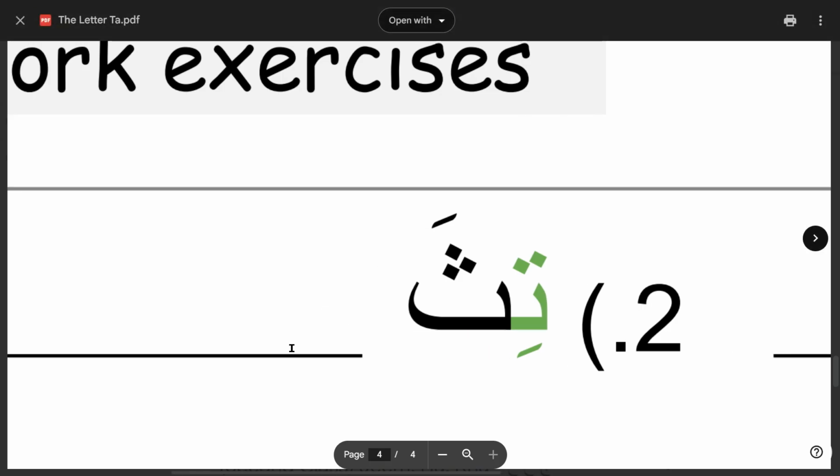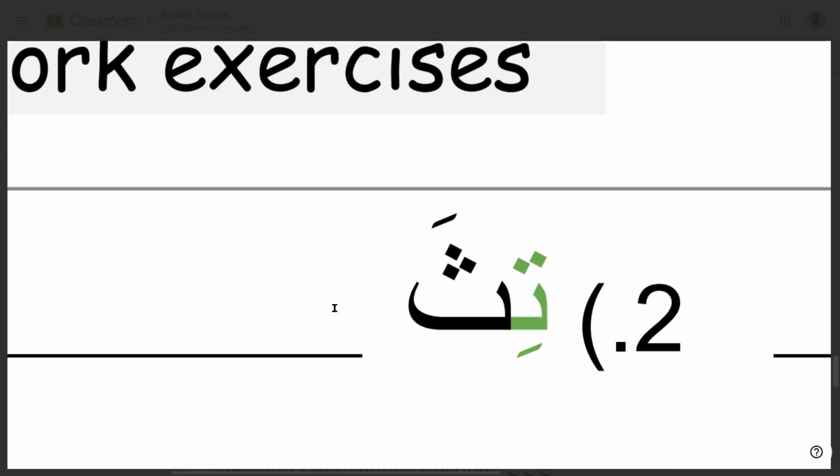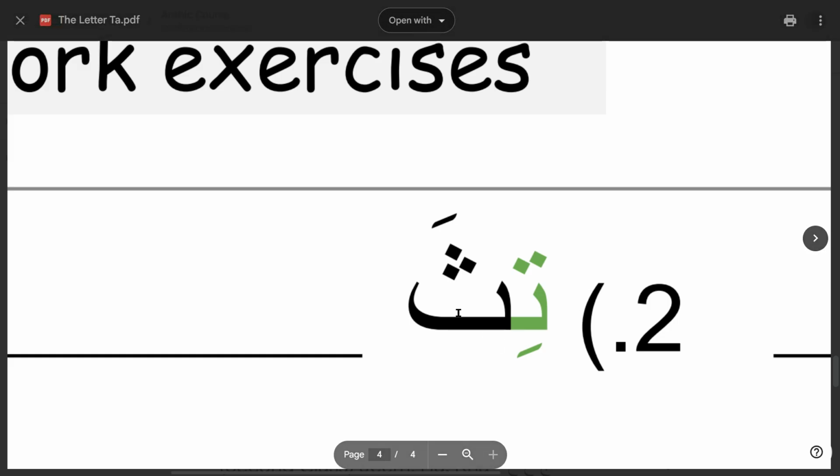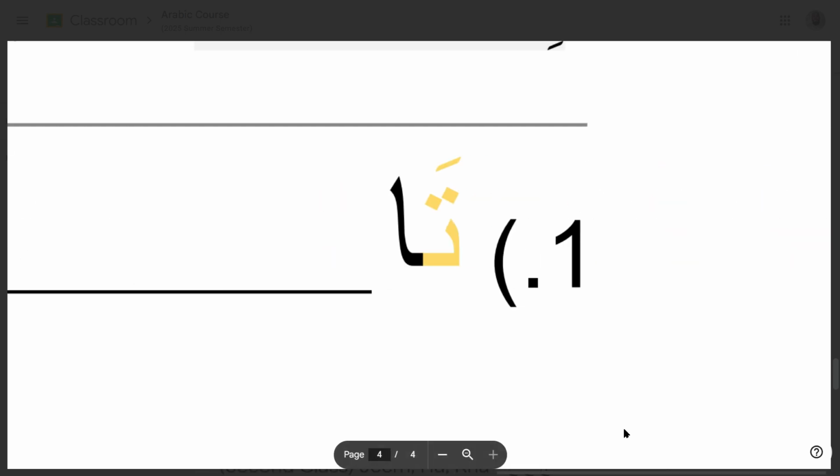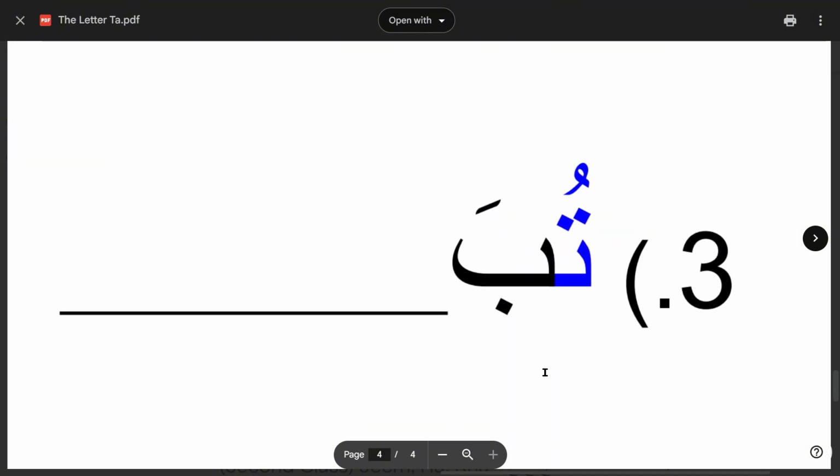Number two. Okay, I'll do this one. Ta with the kasra, ti, tha with the fatha, tha. So, ti, tha. That's it. Titha. Ta kasra ti, tha fatha tha. Titha. Easy, easy peasy lemon squeezy. Number three.